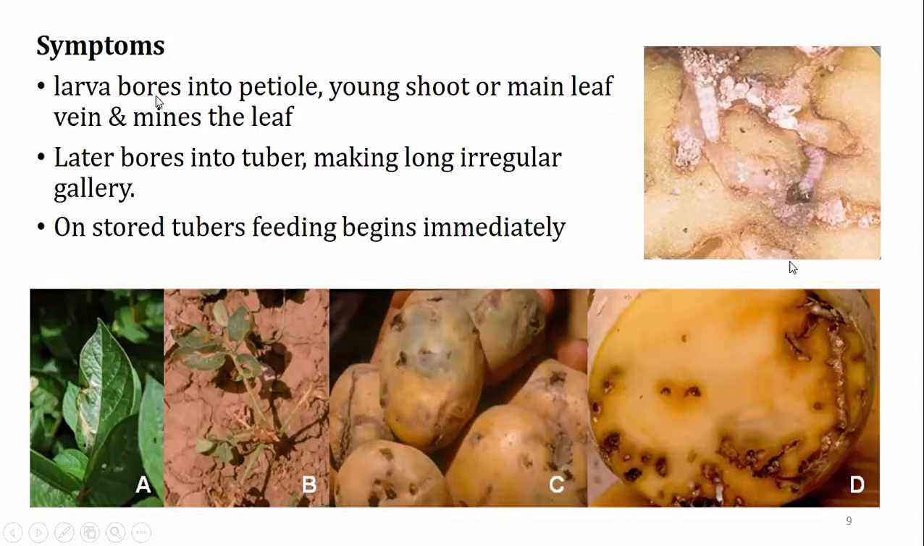What are the damaging symptoms? At the larval stage, they bore into the petiole and young shoot or main leaf vein, and mine the leaf in the initial stage. At the later stage, the larva bores into the tuber, making irregular galleries. In this picture you can see the galleries they make while feeding. On the stored potato tubers after harvesting, the feeding begins immediately.